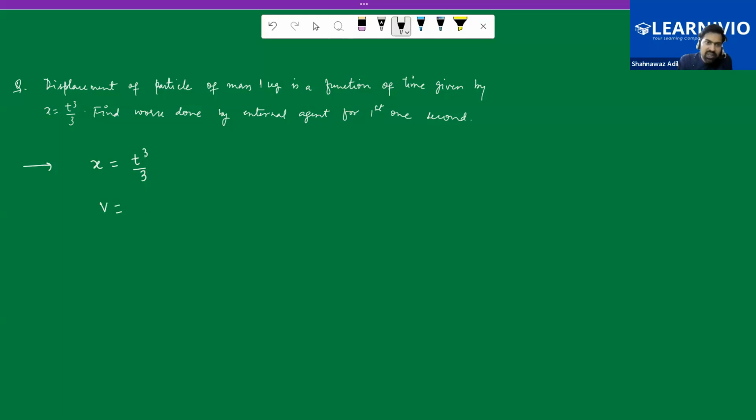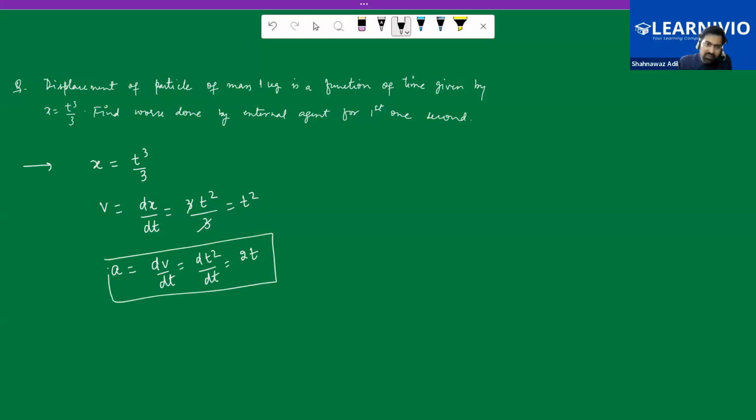That would be dx by dt. This is 3t square by 3, so this cancels and we have t square. And then we can also calculate the acceleration. What is the acceleration? That is dv by dt. So v is t square, so that would be d of t square by dt. This is simply 2t.